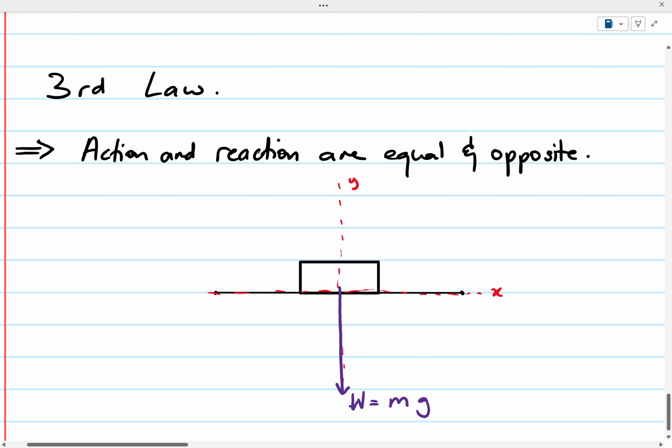So we have the weight of the box pressing into the table, right? And then we're going to have an opposite force acting out. This is called the normal force, which is equal and opposite to the weight of the box. Every action has an equal and opposite reaction, right? So we have that there.